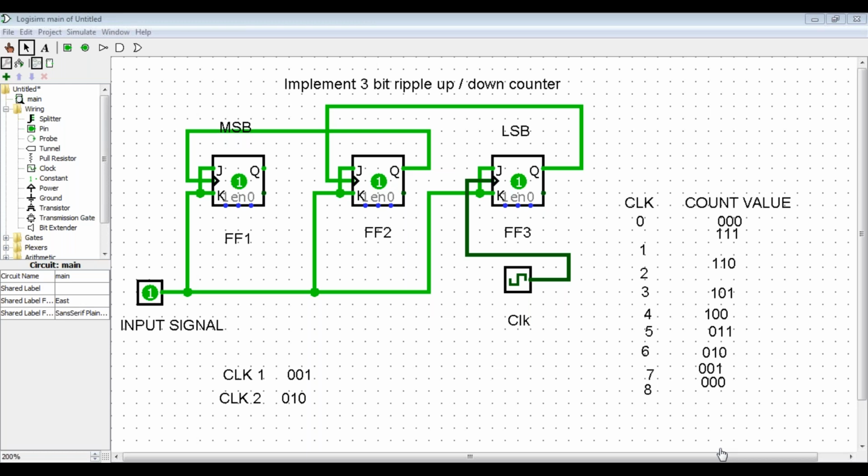Can you understand, students? Reply through chat. Can you understand how to design the up counter and how to execute it, and also how to design the down counter and how to execute it? Only very few students are replying. Okay, thanks for the response.